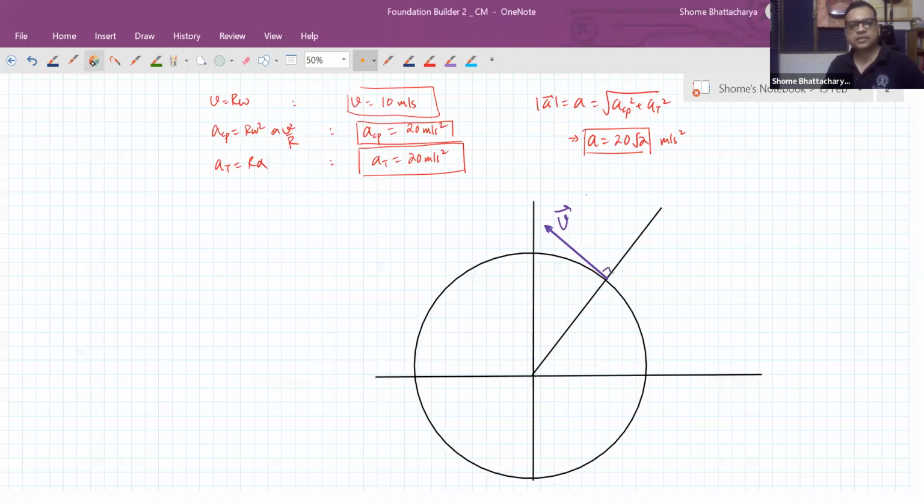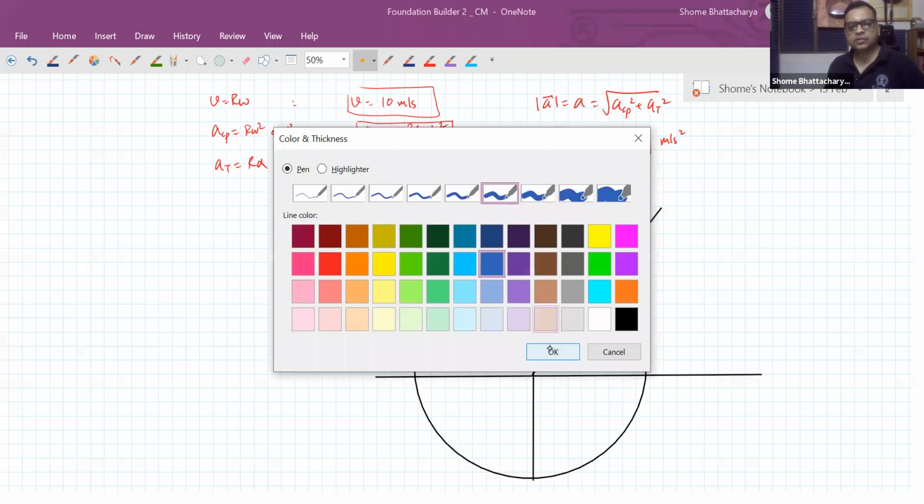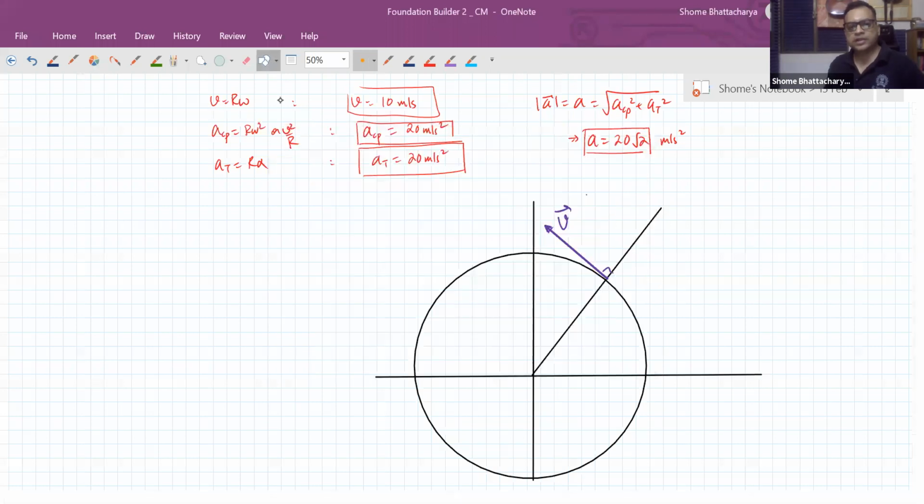But what about the acceleration vector? Now the acceleration vector will be along the general sort of direction whose angle we don't know just now. Okay, we just make it like this. So this is the acceleration vector, but the acceleration vector has a centripetal component which is like this. Okay, and it has a tangential component which is like this. And we just found out that these are both 20. Okay, so from that we can find out this angle. We need to calculate this angle. This angle is, let's say, phi.